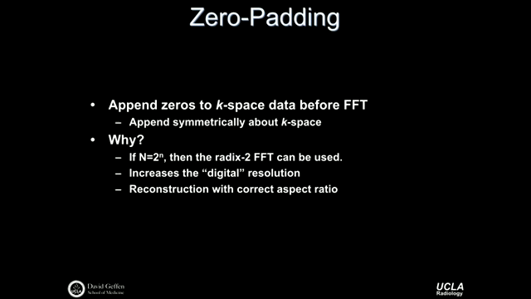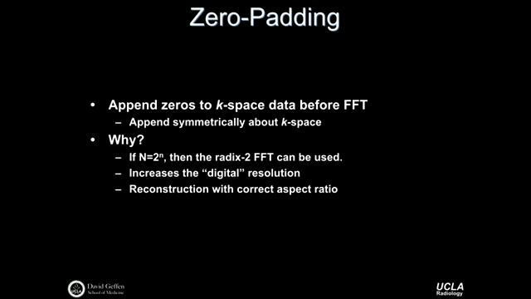Well, sometimes you want more pixels, right? If nothing else, it'll just help you understand the geometry of your underlying object. And that's where zero padding enters in. So why do we want to zero pad? What's the reason for zero padding? Well, in principle, all we do is append zeros to k-space data before we do the Fourier transform. So you can do this with the part.map data that you have for homework 3. Principally, you want to append it symmetrically about k-space, so you don't want to move where things are in k-space. You just want to put zeros on either side of k-space: top, bottom, or left, right.